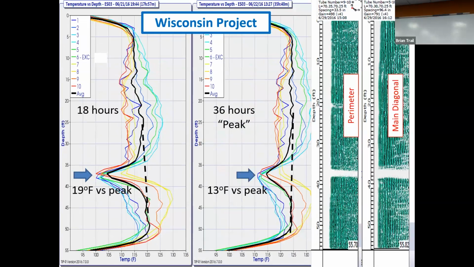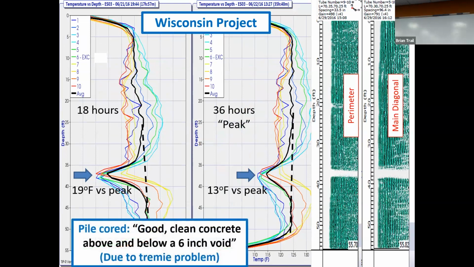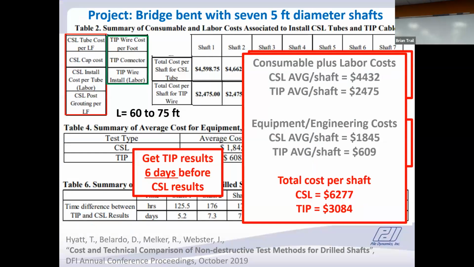Project in Wisconsin, where they compared it with cross-hole sonic logging. Clearly, sonic logging showed a problem with all the perimeters and defects. And there's the drop off in temperature over the entire cross section. You know, every one of them was low. The pile was poured, good clean concrete above and below a 6-inch void. And it was due to a tremming problem that was noted in the construction logs.